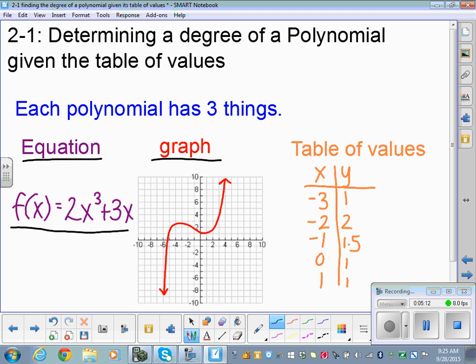Okay? Now also, each equation has a graph which has a table of values. Table of values are just x, y points. So this is a table of values. These are just x, y points. Now think about it, guys. This graph has a bunch of x, y points. For example, that's an x, y point, that's an x, y point, right here's an x, y point, right here's an x, y point. These are all just x, y points being connected. Do you all understand that? So each table of values has a graph which has an equation. They all go hand in hand.